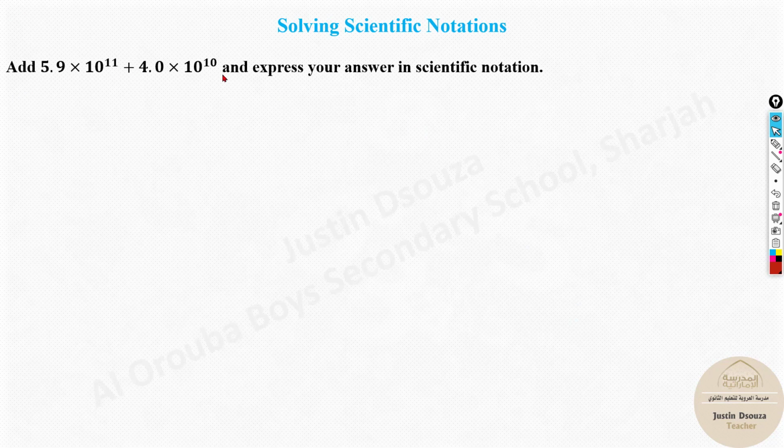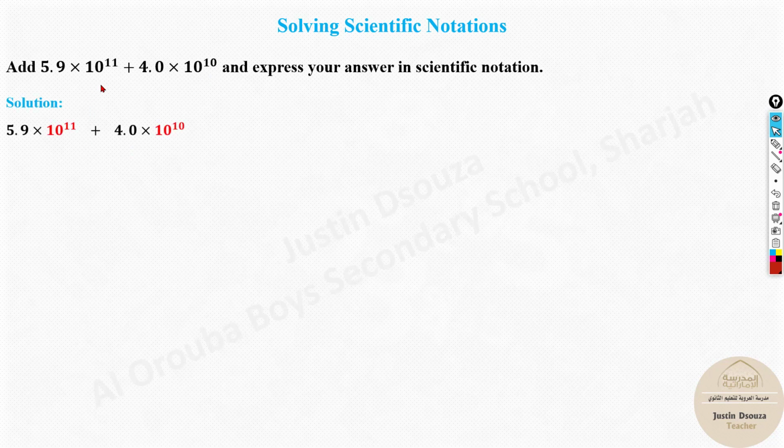Here we are being told to add these two scientific notations, 5.9 times 10 to the power 11 plus 4.0 times 10 to the power 10. How do we solve it? It's very simple. You need to get these two exponents of 10 to the same number. I can't have 11 and 10. I should either make this 10 or make this 11. Let's try both of them.